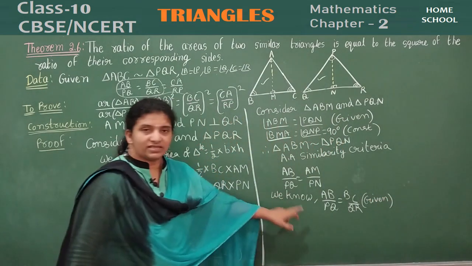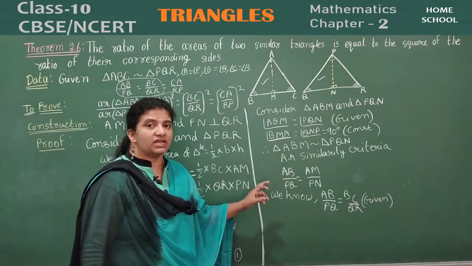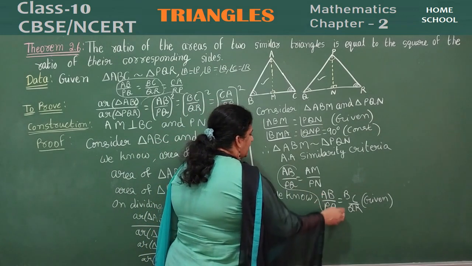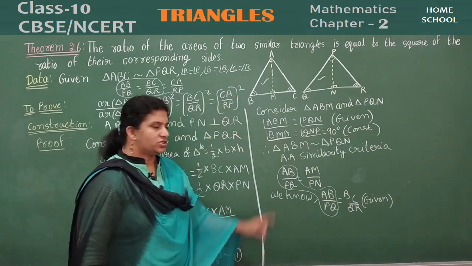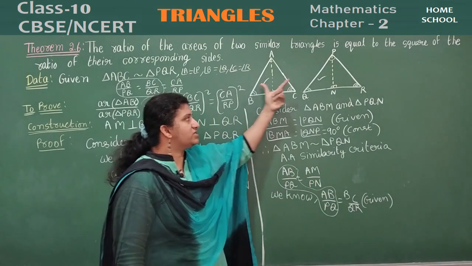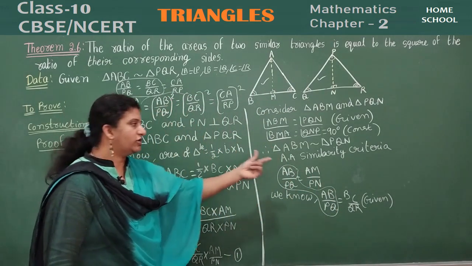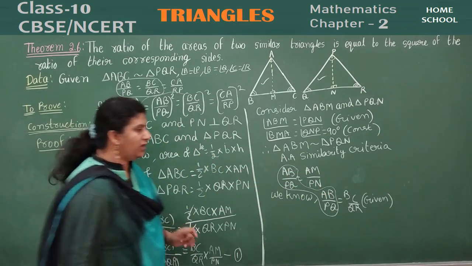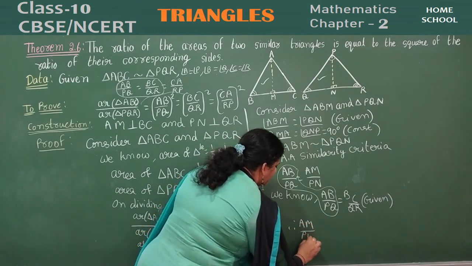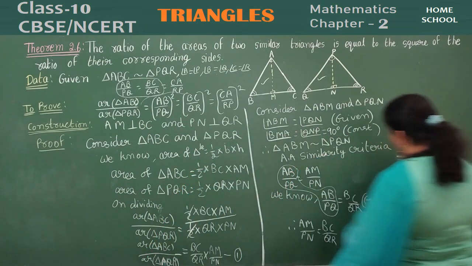Now, compare these two. What do you remember? Your axiom 1 you remember. What is that? Things which are equal to the same thing are equal to one another. So what can you say? AB by PQ, AB by PQ both are equal. So I can equate these two. Are you able to follow, children? This we got by these two triangles. And this ratio I wrote by the given data. Why? In order to substitute that ratio here. Okay, so now, therefore, AM by PN is equal to BC by QR. Okay, now let's continue here.